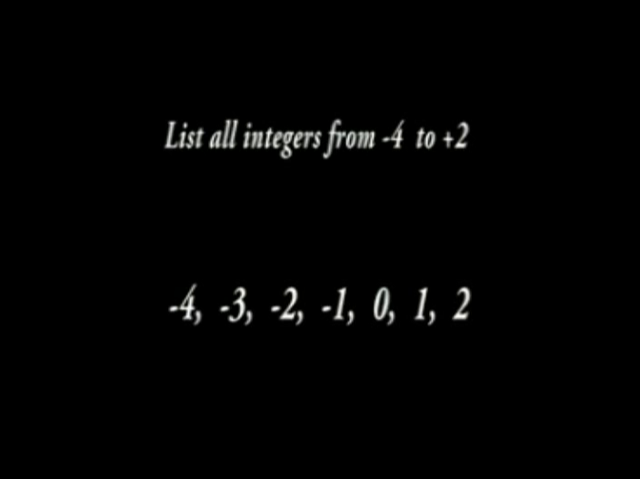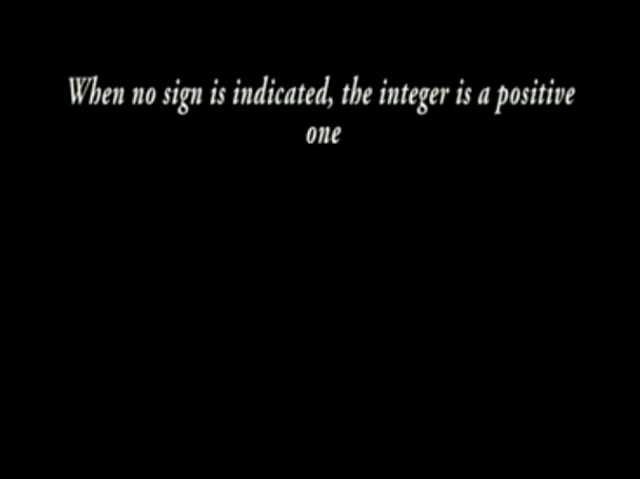Negative integers are written with a minus sign in front. For example, -5 and -3. Positive integers may or may not be written with a plus sign in front. For example, +5 or simply 5. Therefore, when no sign is indicated, the integer is a positive one.